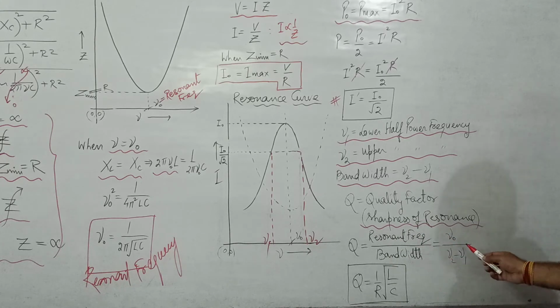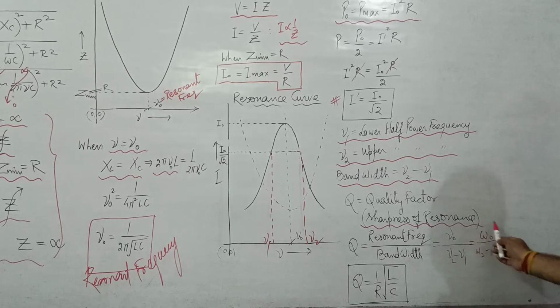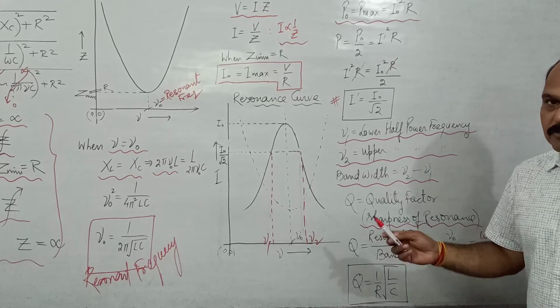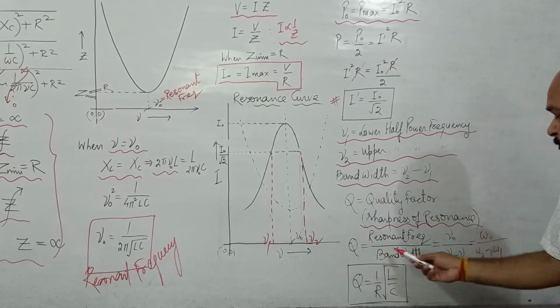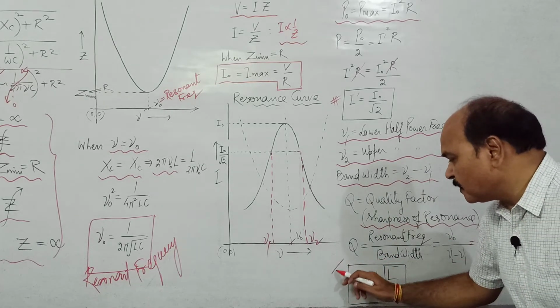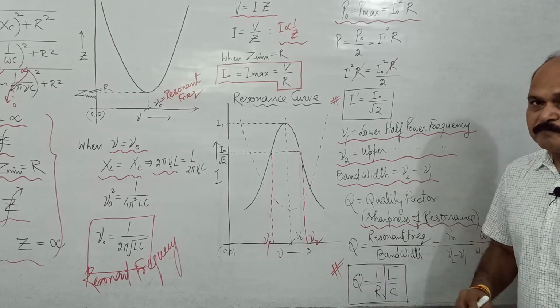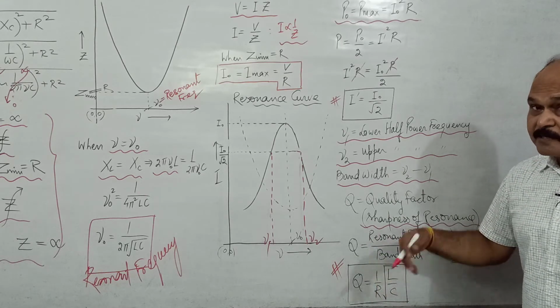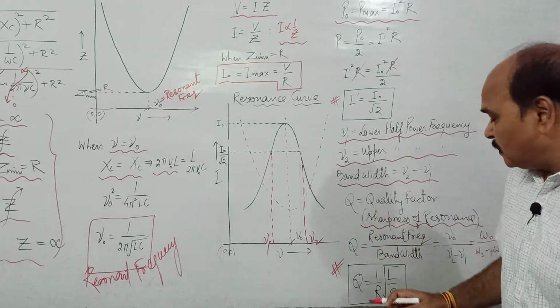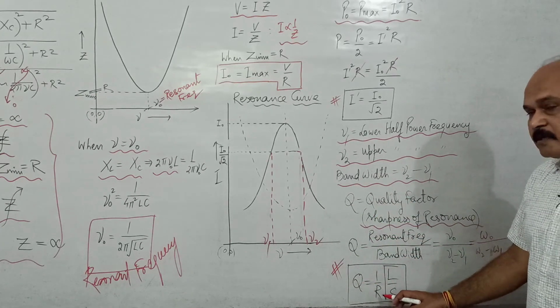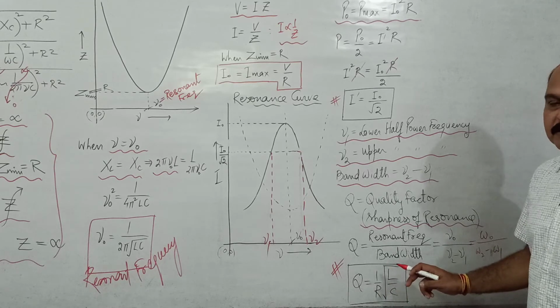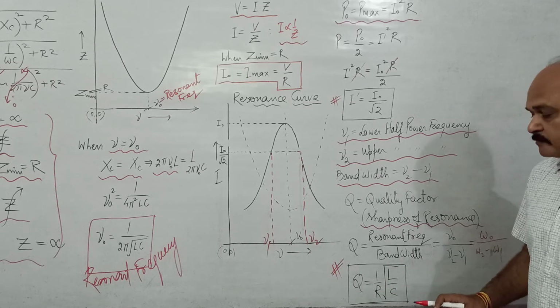We can also define it in terms of angular frequency. We can also write here omega naught, and we can write here omega 2 minus omega 1. And when this relation is solved mathematically, I am not solving it, we get the value of quality factor as Q is equal to 1 upon R, square root of L by C. So this Q, which is the characteristic property of LCR circuit, is mathematically deduced as 1 upon R and then square root of L by C. You know all the terms here, LCR.